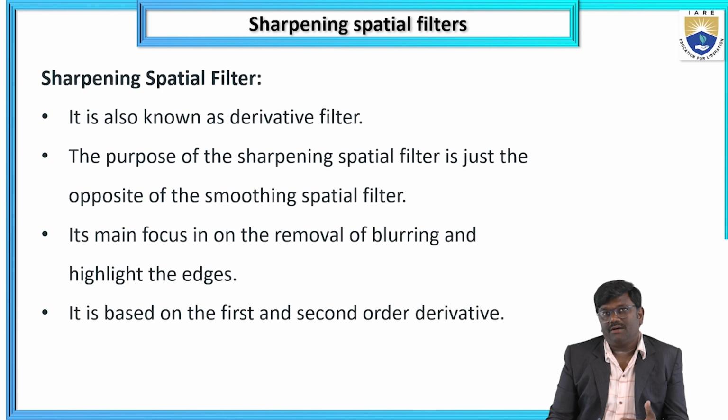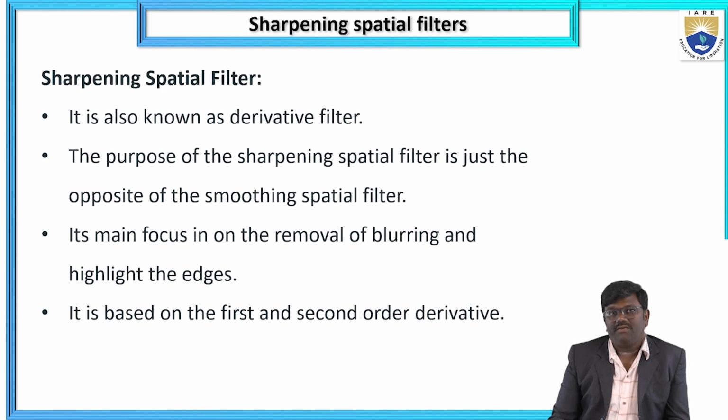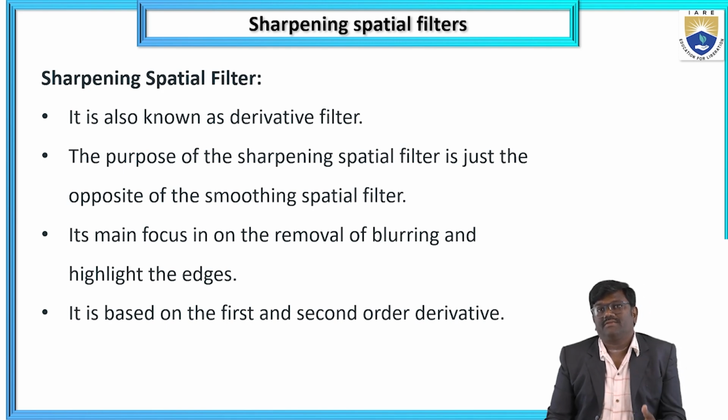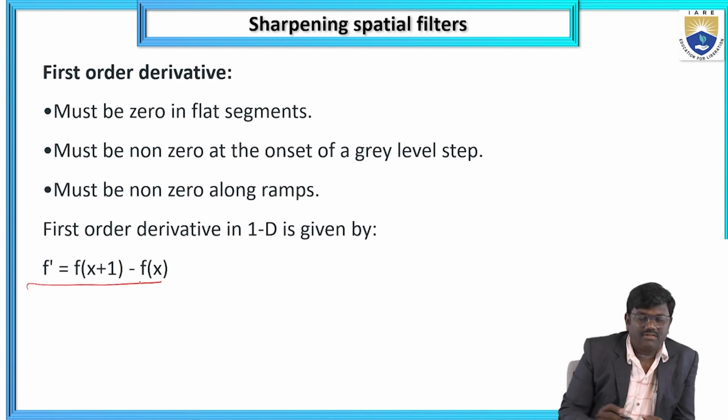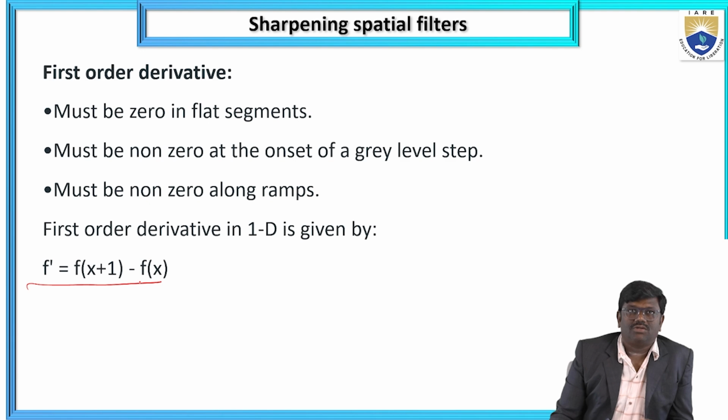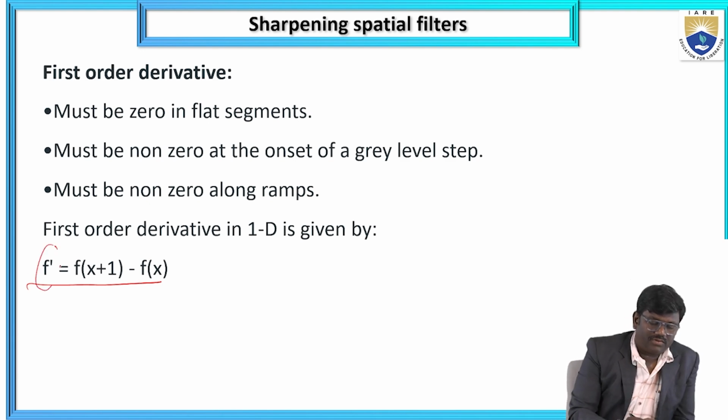The purpose of this spatial filter is the opposite of the smoothing spatial filter. The main focus is on the removal of blurring and highlighting the edges. It is based on the first and second order derivative. So you can also extend the previous differential filter to a second order derivative filter. This is the one-dimensional case; this is the first order.